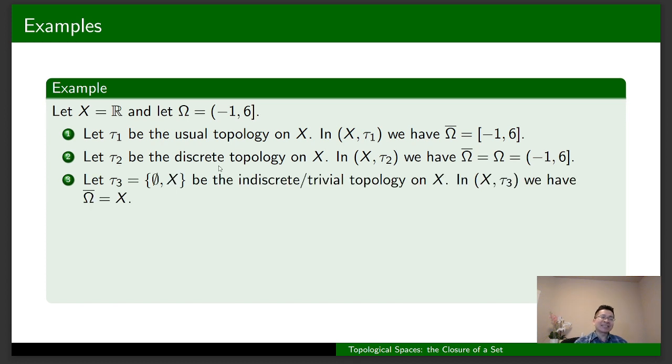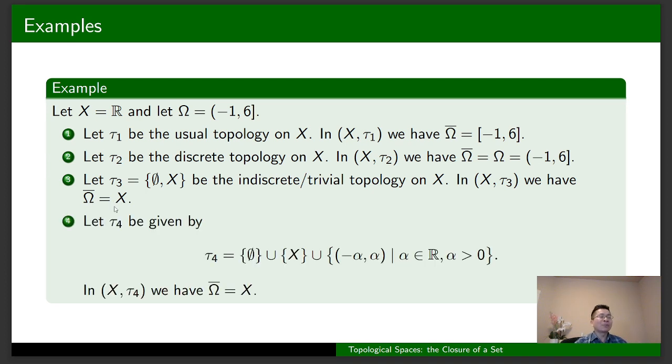Okay, next we will look at the trivial topology or the indiscrete topology. Tau 3 consists of the empty set and X. In X with tau 3, there are only two closed sets. We can get them by taking again the complements of these sets. So the only closed sets in this topological space are X and the empty set. So the smallest closed set that contains omega is X. Therefore, the closure of omega is X.